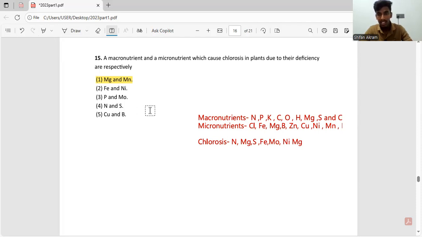Then we have nitrogen and sulfur. Again, nitrogen and sulfur both are macronutrients, so we can eliminate that answer. Then we have copper and boron. Okay, copper is not involved in chlorosis, and boron is also not involved in chlorosis. So the correct answer is the first one.